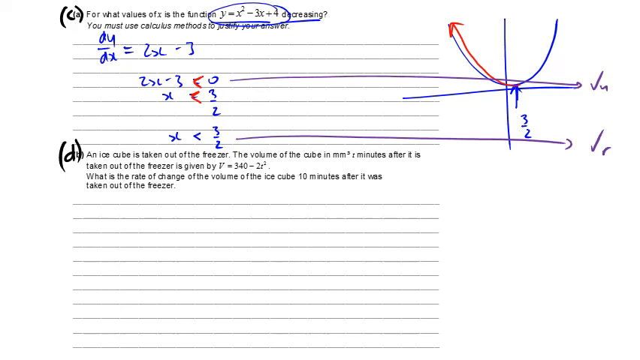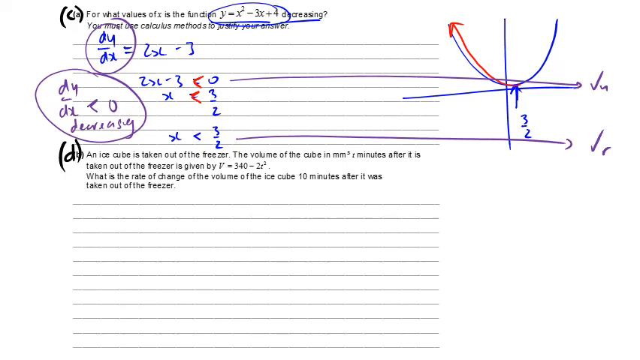And if you think about it, what does this represent? The gradient. And if the gradient is less than 0, what's happening? It's going down because the gradient is negative. Does that make sense? So that's why dy by dx is less than 0. It is decreasing. Happy with that?